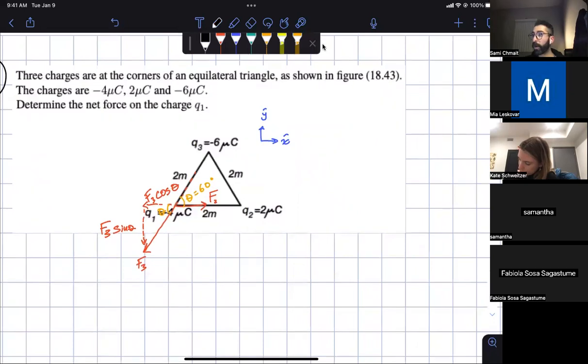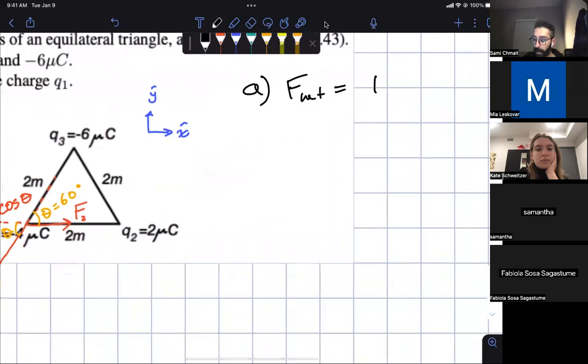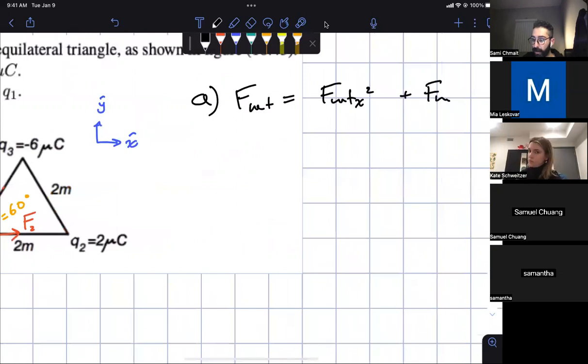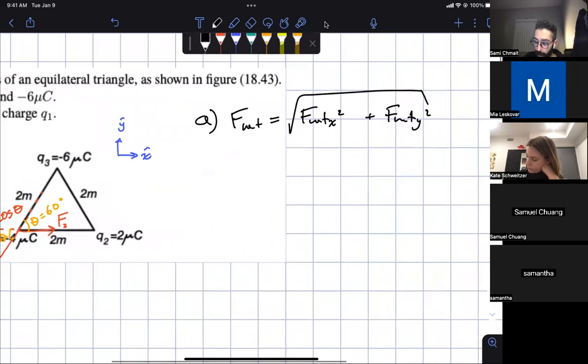So in part A, we're asked to solve for the net force. F net is what we're solving for. So what does that consist of? That consists of F net x squared plus F net y squared, right? And then, Pythagoras, you're going to take the square root. I'm going to start with the x direction here.